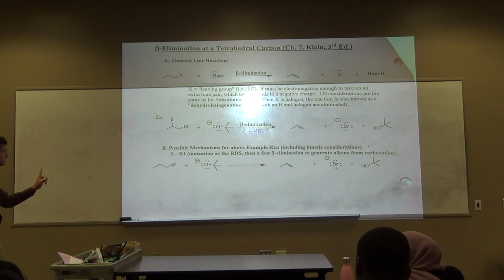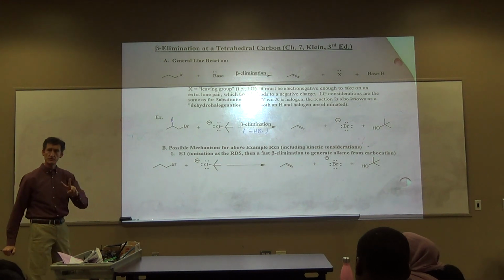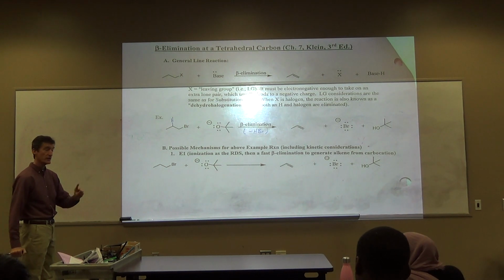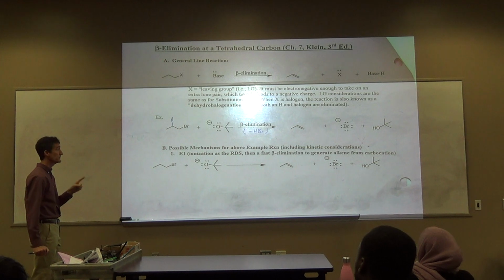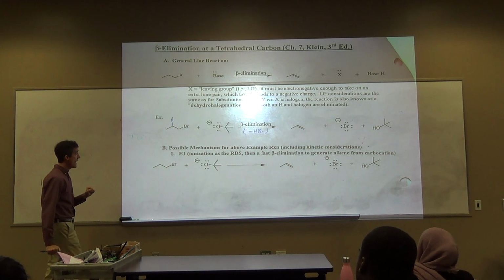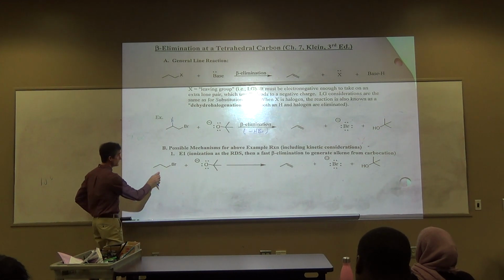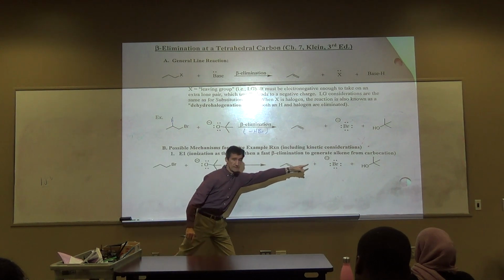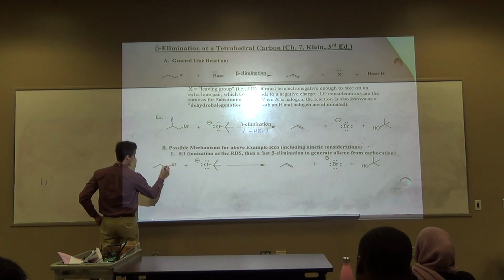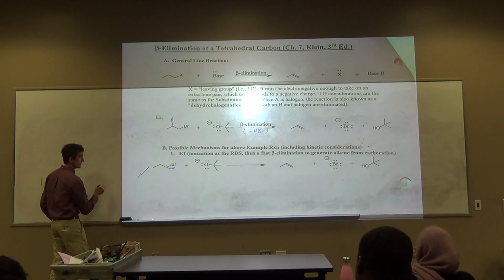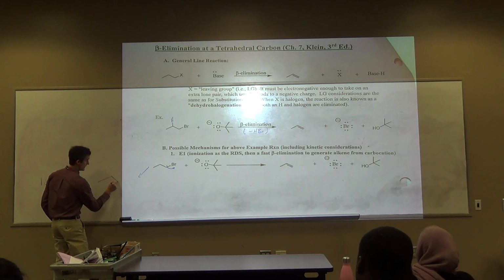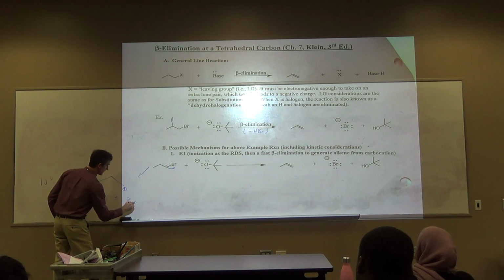Okay, two possible mechanisms, just like I did for substitution, SN1 and SN2. Here we'll do E1 and E2, and then ask, well, which one is the best mechanism? The leaving group has to leave. We could just have it ionized, right? We've done that before. That would give this plus what? Br minus.